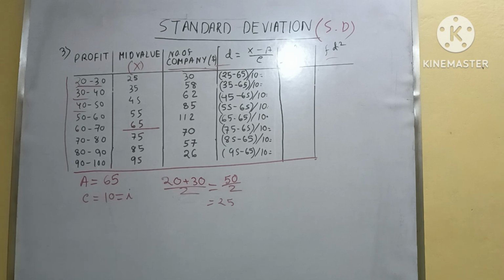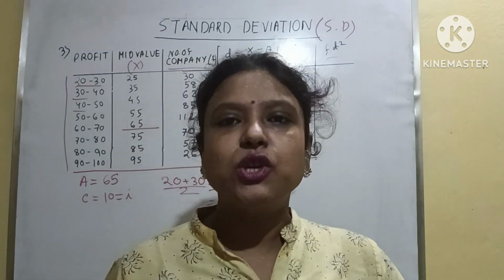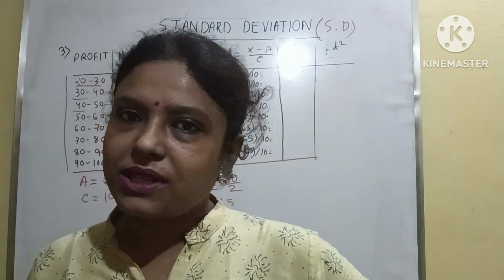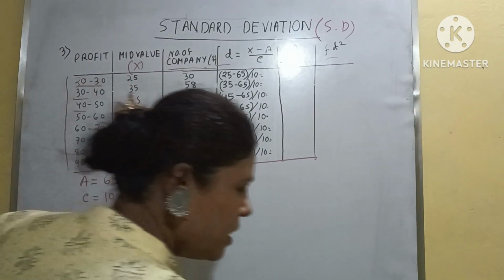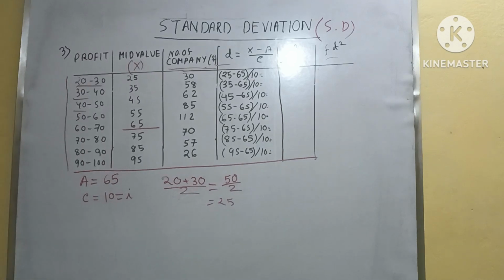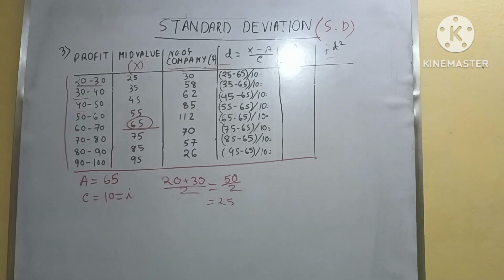First I am following the shortcut method, which I explained in my previous part 1, so you can check that out. This is the shortcut method I will follow. First we have to take one value from the mean values, that is the assumed mean. Here I have taken 65 as the assumed mean.